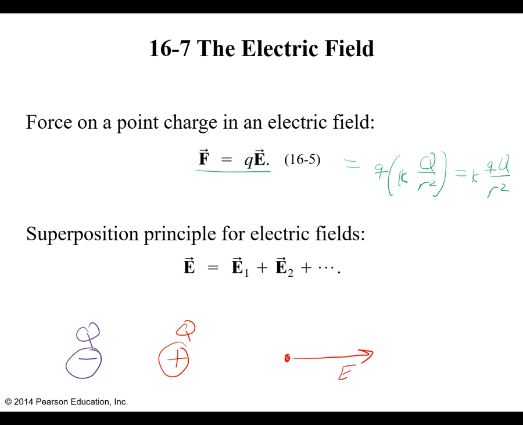Well, since Q is negative, that's going to give me an attractive electric field, which is going to pull my electric field in here. Let's call this electric field 2, and the red one we're going to call Q1 and electric field 1.